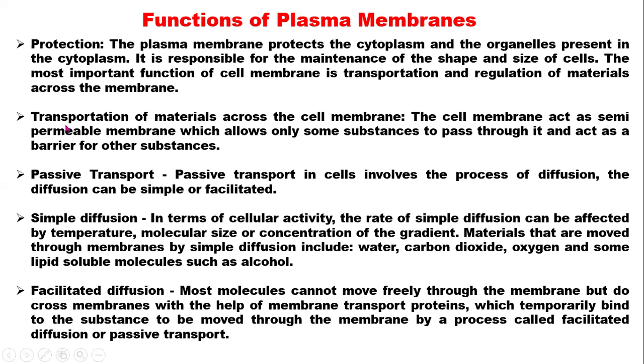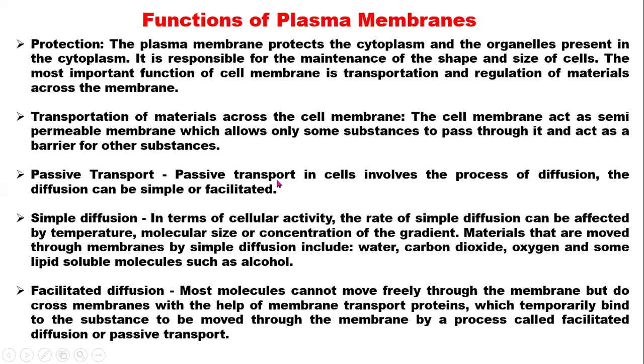Now it carries out the function of transportation, transport of materials across the cell membrane. The cell membrane acts as a semi-permeable membrane. It allows only some substances to pass through it and acts as a barrier for other substances. So movement of substances has to be regulated. It's not everything that will come into the cell, and it's not everything that will just go out of the cell. It has to be what? Regulated. So that is what we call passive transport.